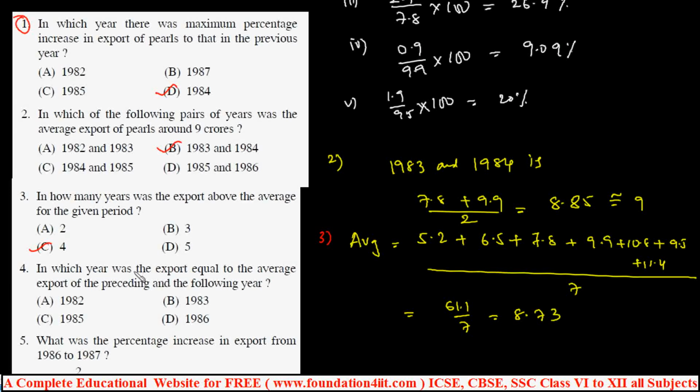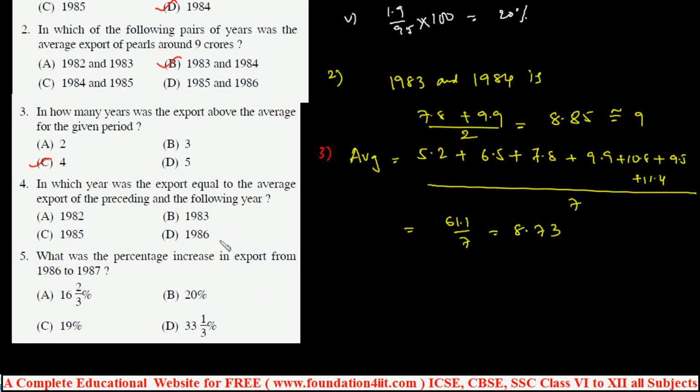Next one, in which year was the export equal to the average export of the preceding and the following year? So we can just check like this. For 82, verify the average of 81 and 83. For 82, it means the average of the previous and next year, as they asked to calculate. So the average of 1981 and 1983 is 5.2 plus 7.8 divided by 2, so 6.5. Export in 1982 is 6.5.